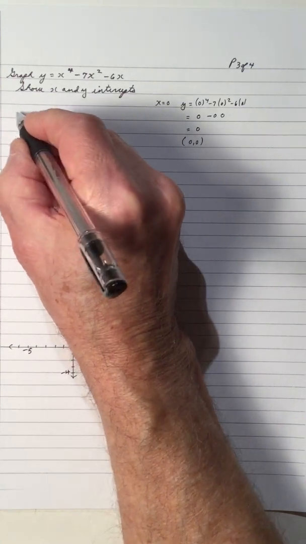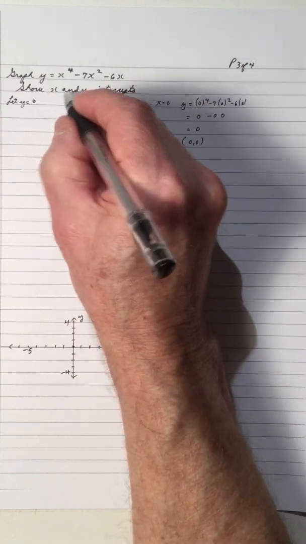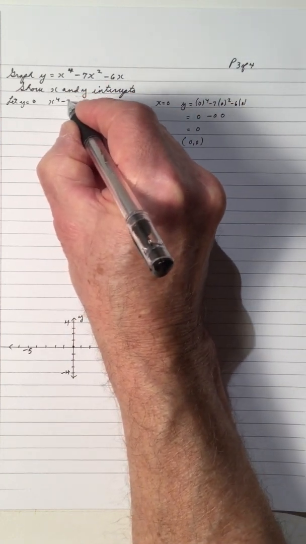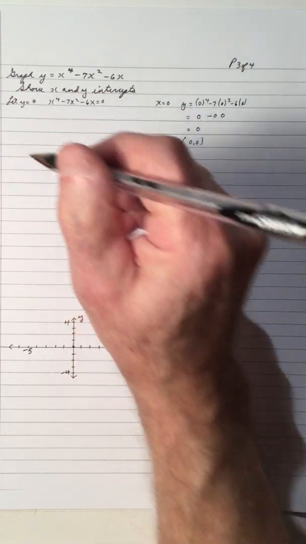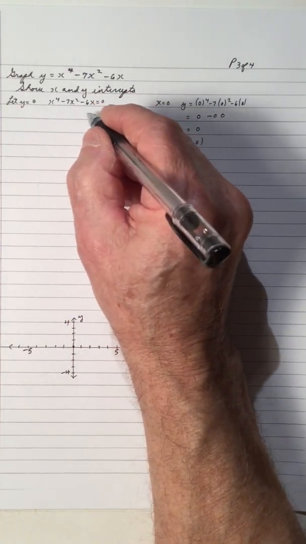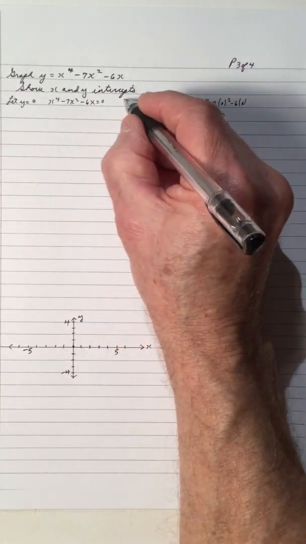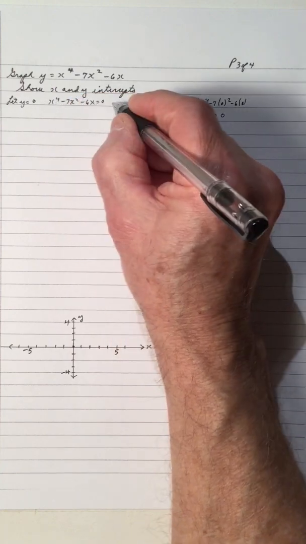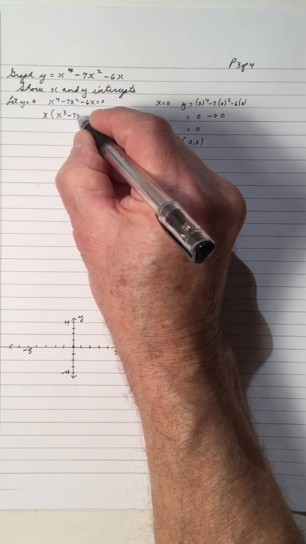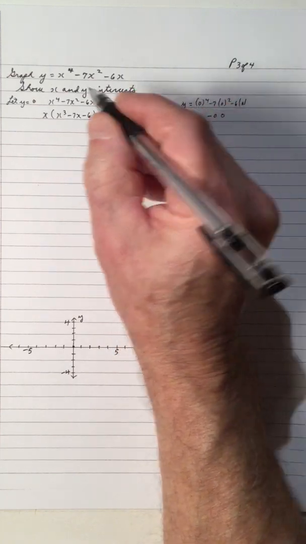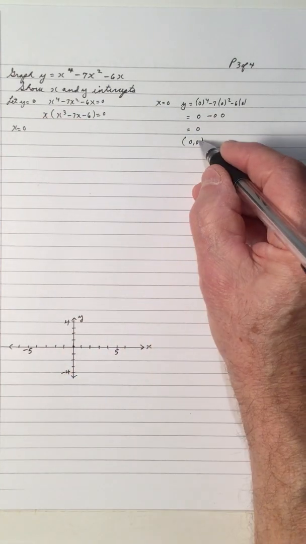Now we're going to let y equal 0. When we let y equal 0, the equation becomes x to the 4th minus 7x squared minus 6x equals 0. Letting y equal 0, we'll find out the x-intercepts, which are the roots of the equation. Notice, we have 4 roots. But if I take the x out, because it's common, I get x cubed minus 7x minus 6 equals 0. So we got x equals 0, which is true, because when x is 0, y is 0.